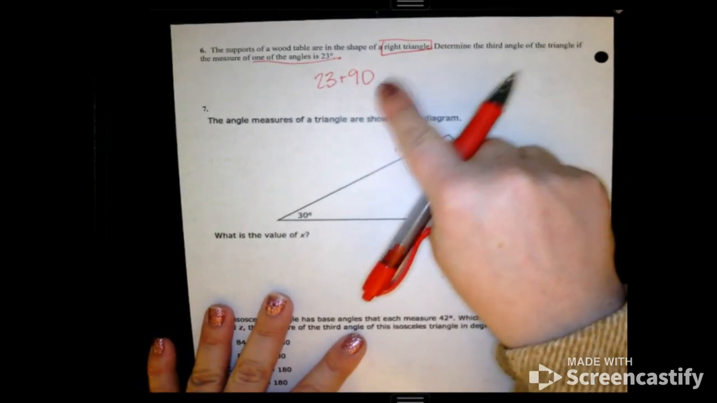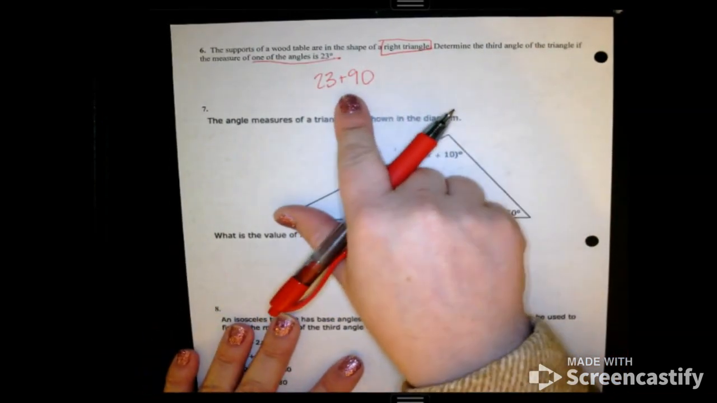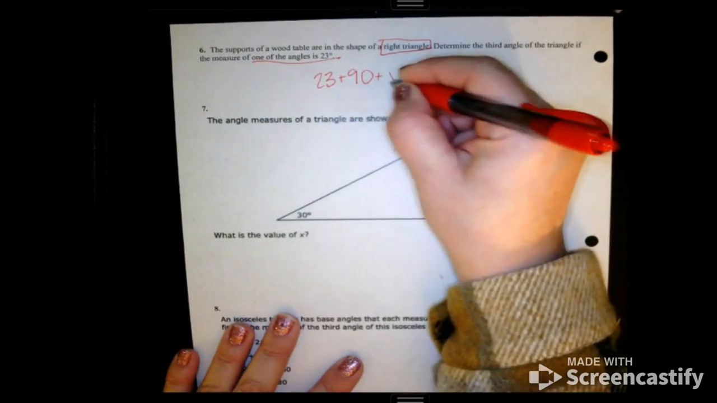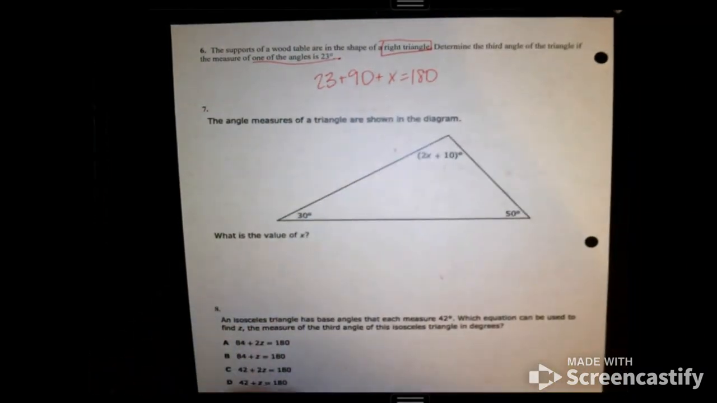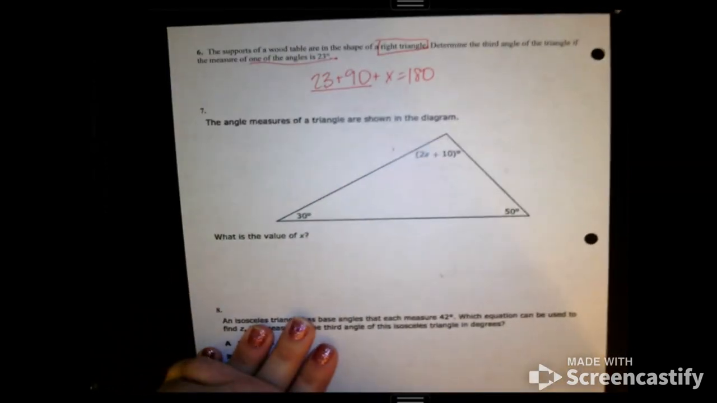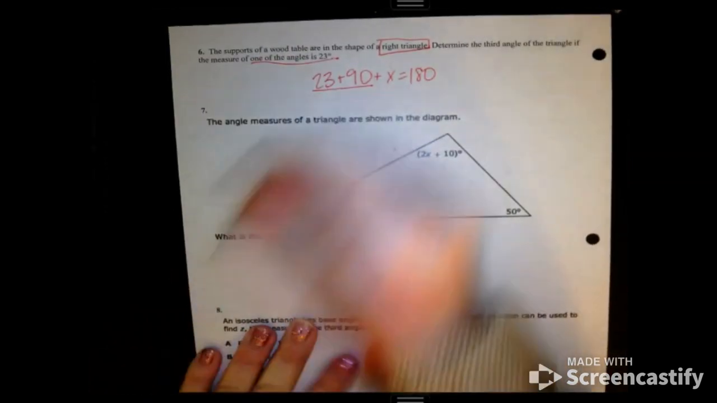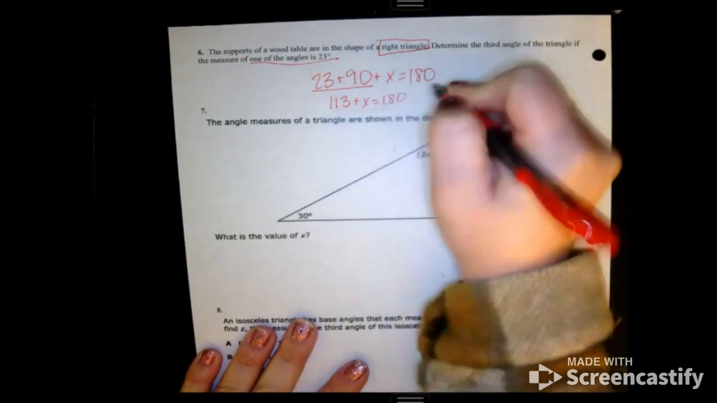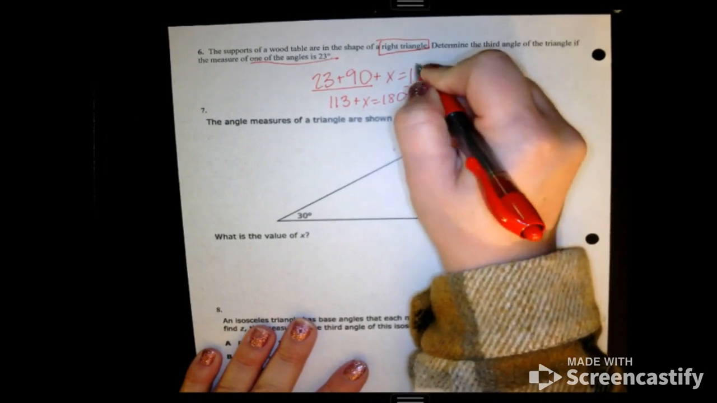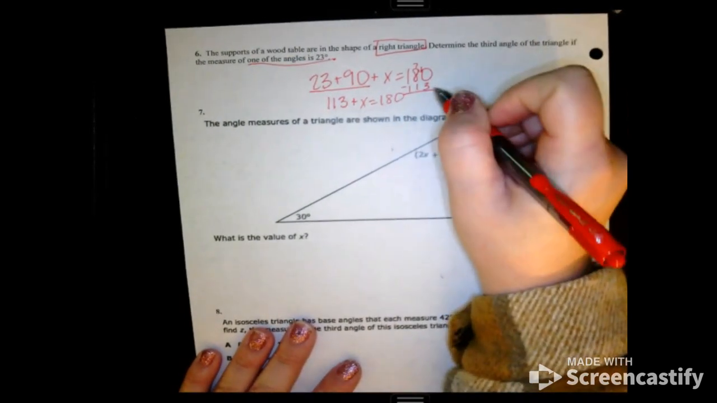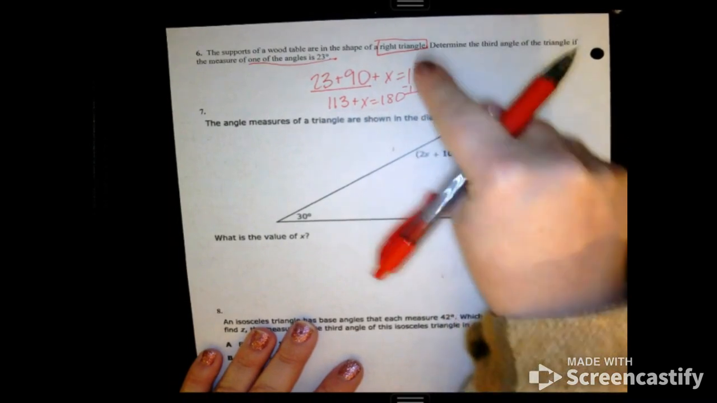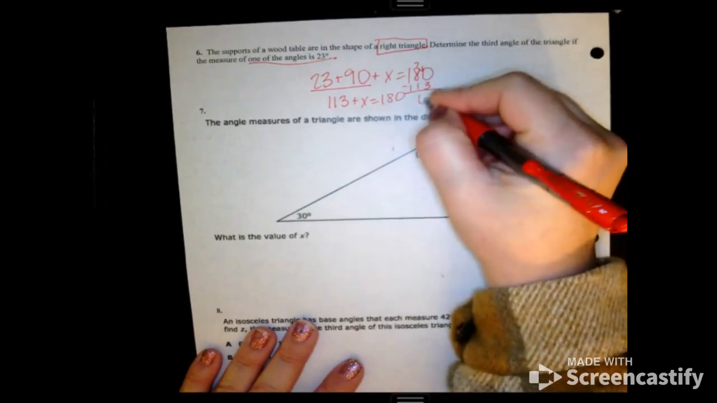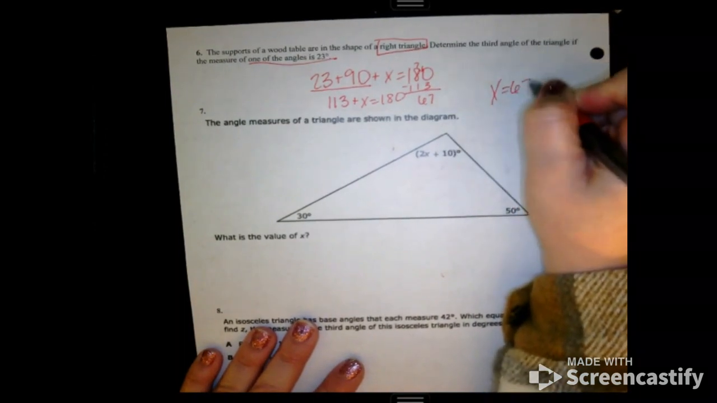So if I didn't know what a right triangle was, would that be bad for me? Yes, because I wouldn't know. It only gave me one. What else am I supposed to add? That's how I set it up. Do you agree? All right, what do I do from here? 23 plus 90, which gives me what? 113. 180 minus 113 gives me what? 67. So x is equal to 67.